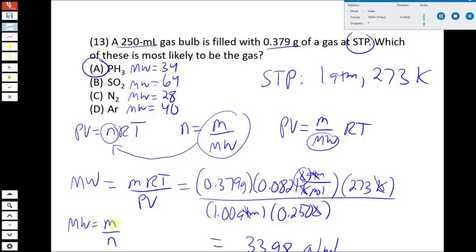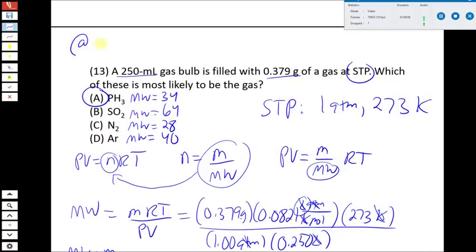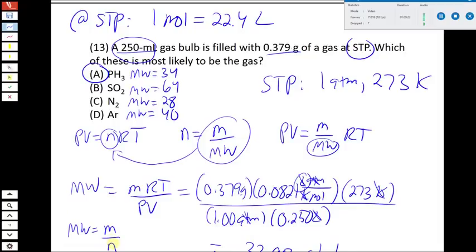All right, one last shortcut that I'll introduce to you, but you have to promise me to be very careful to only use it at the right time, is that if we're at STP, standard temperature and pressure, 1 mole of any gas will have a volume of 22.4 liters. So this is yet another way we could have done this problem, which was to convert the volume into moles using this relationship and then divide mass over moles to get molar mass. So all get to the same answer.